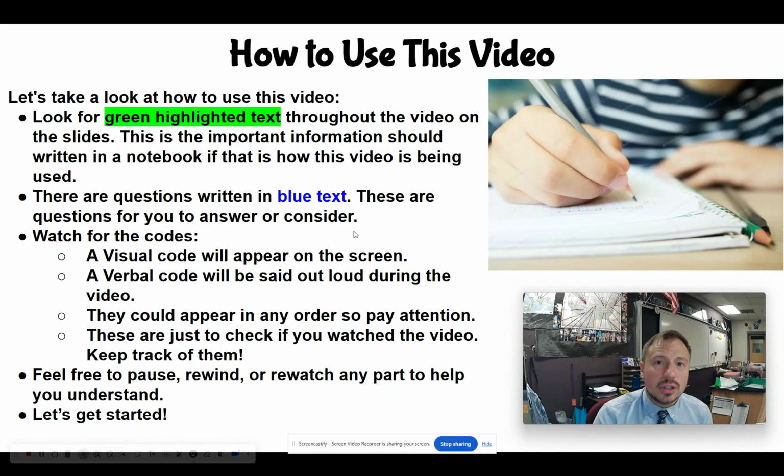Also, throughout this video, there's going to be one visual code, which will show up on the screen, and one verbal code said by myself at some point throughout the video. There's just 3 random numbers each, so pay attention. All right, let's get started.